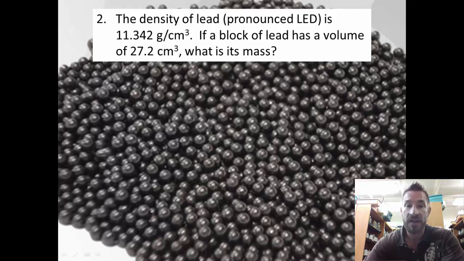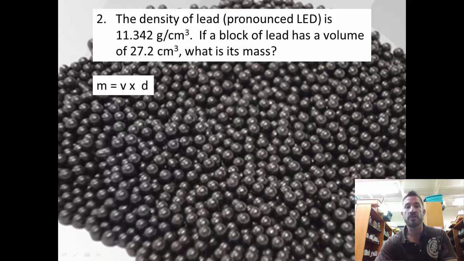If a block of lead has a volume of 27.2 centimeters cubed, what is the mass of the lead? So one thing you want to do here is rearrange the density equals mass divided by volume to find mass. When you do that, you find mass is equal to volume times density. Now one thing you want to notice, and I didn't point this out in the last problem, is a lot of these are simply going to be factor label problems.